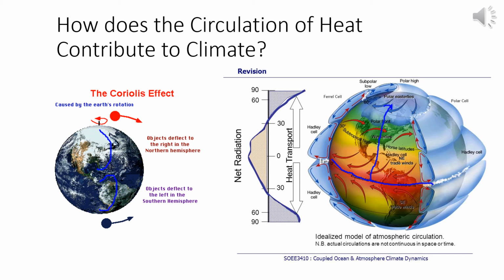You also have this process called the Coriolis effect. That is caused by the Earth's rotation. Because the Earth is a sphere, one point is going to be moving faster than the other related to the equator and the pole.